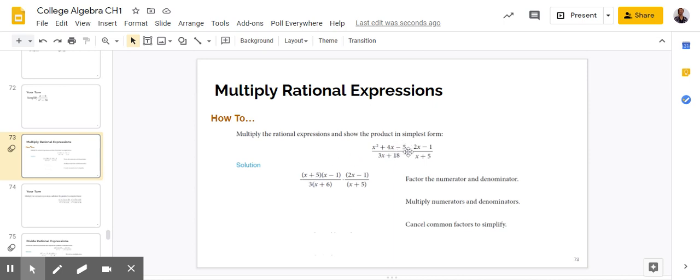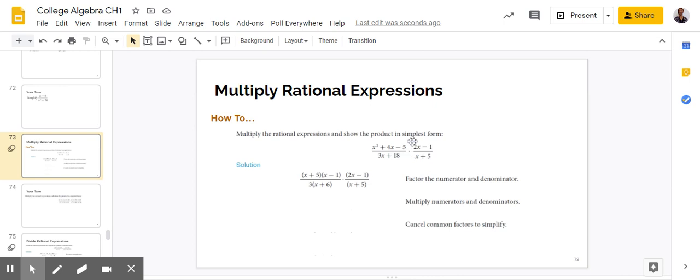So what can you multiply together to give you negative 5, but add together to give you 4? That's going to be positive 5 and negative 1. So we rewrite it as x plus 5 times x minus 1. And we're going to factor the denominator. Here we only have two terms. We don't have a quadratic, but we can pull out the greatest common factor, which in this case will be 3. So we factored out the 3, and we're left with x plus 6.